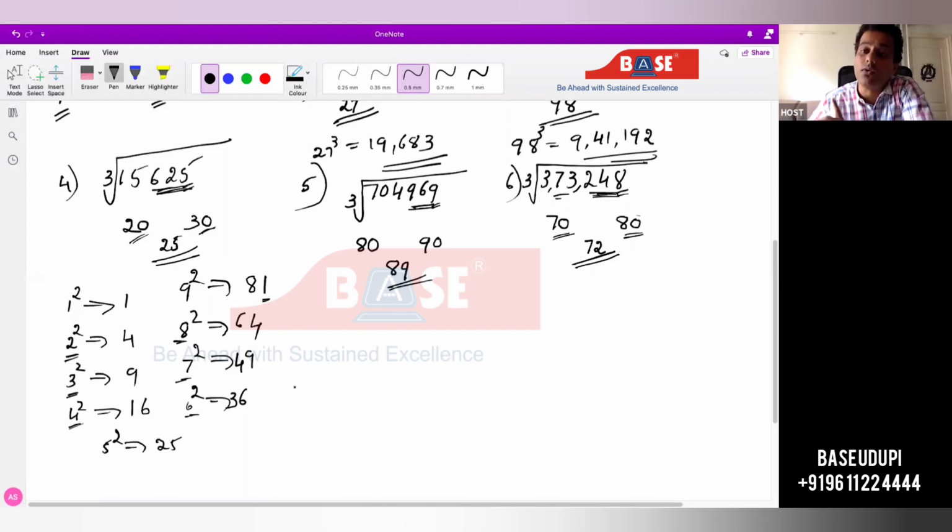But if number ends with 5, answer also ends with 5 only. Between 20 and 30, only 25 possible. Between 30 and 40, 35. Only one number for 5.